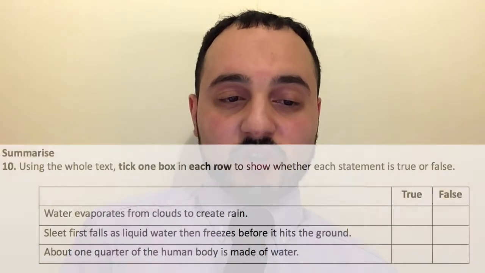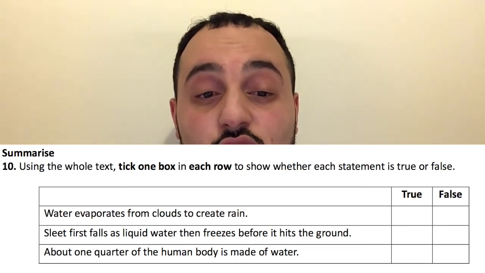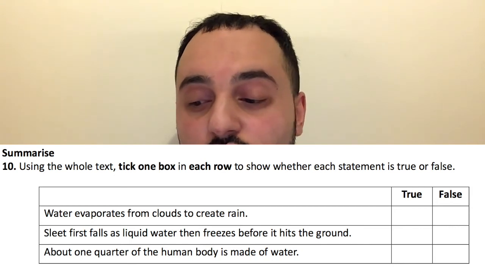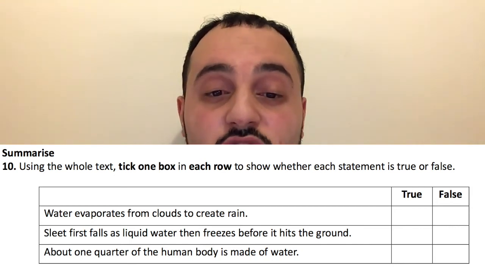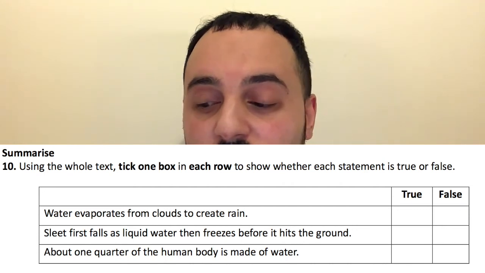Okay. Right, question 10, summarising. Using the whole text, tick one box in each row to show whether each statement is true or false. So we've got: water evaporates from clouds to create rain. That is false. It does not evaporate from clouds, okay? It actually goes up into the clouds, so it doesn't evaporate from the clouds.